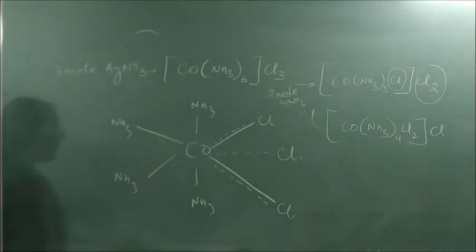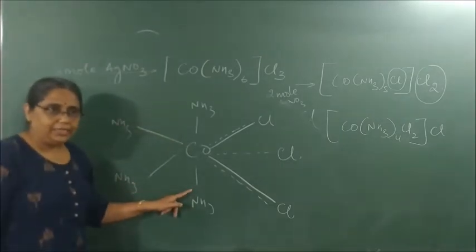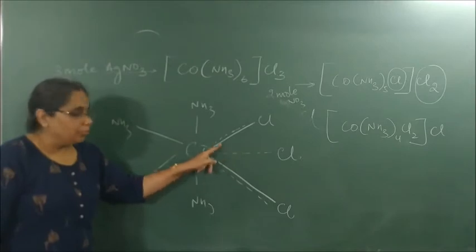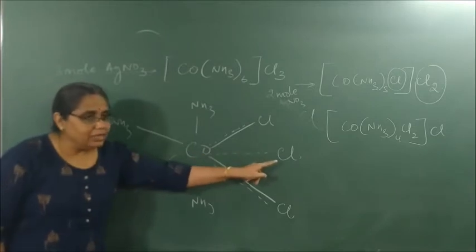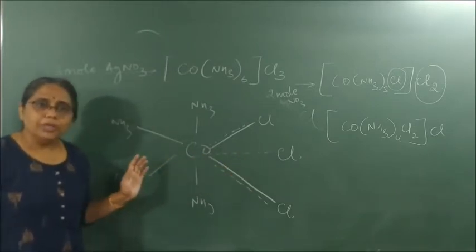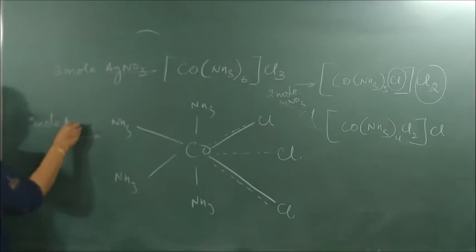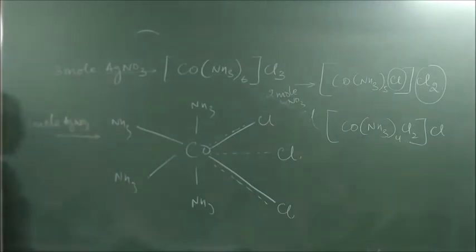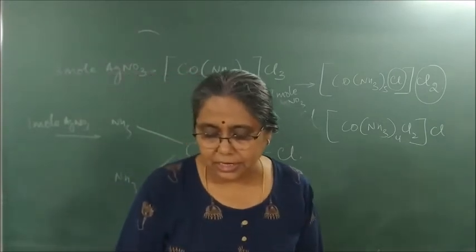Can you understand the structure? These 4 NH3 are showing only secondary valency. These 2 Cls are showing both primary as well as secondary valency. And this is one Cl which corresponds to its oxidation number. How many moles of AgNO3 do I require? Only 1 mole of AgNO3 to precipitate AgCl. The color, I told you, is green.